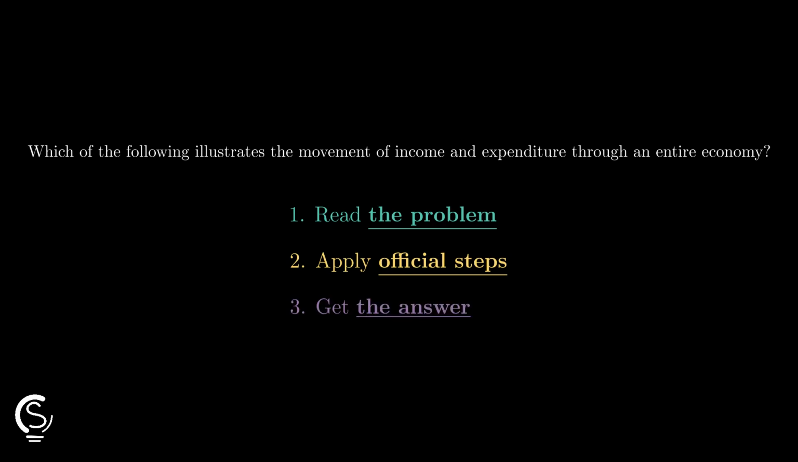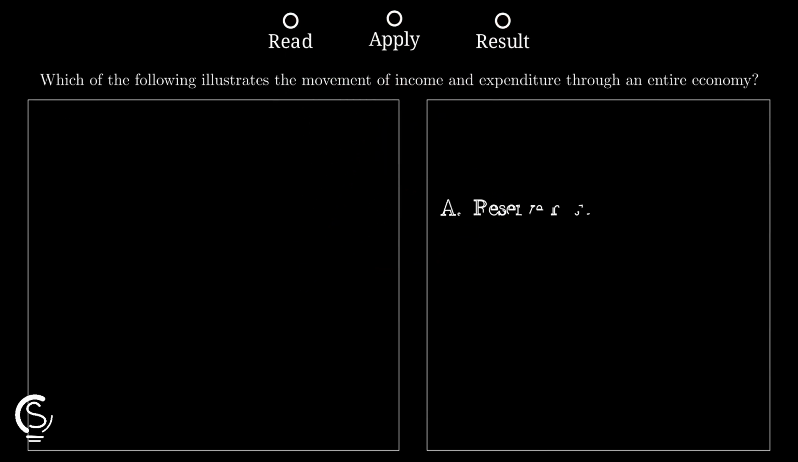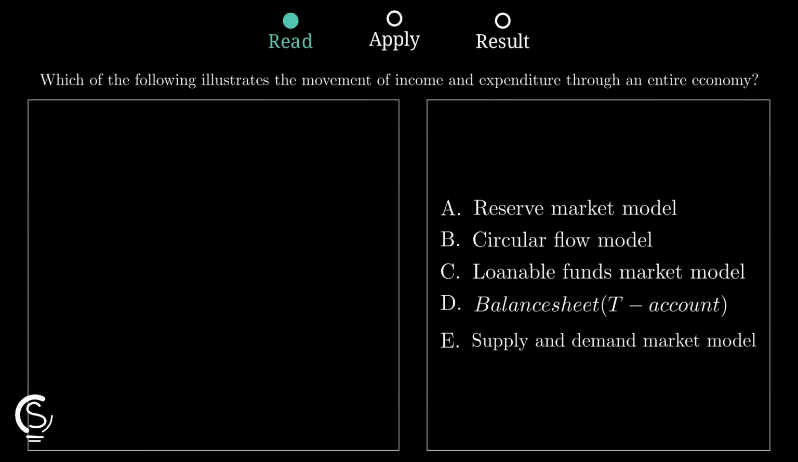Economics is tricky, but we will find which model shows how income and expenditure move through an economy in just a few quick steps. First, we need to identify models that track economic flow. While some models focus on specific markets, like loans or reserves, we need one that captures the entire national system.